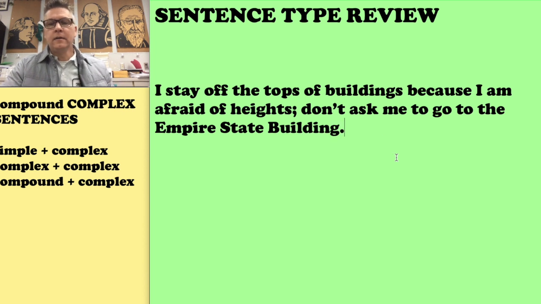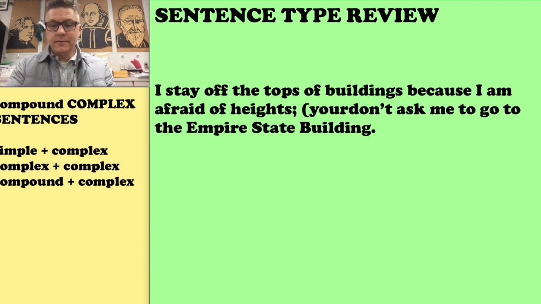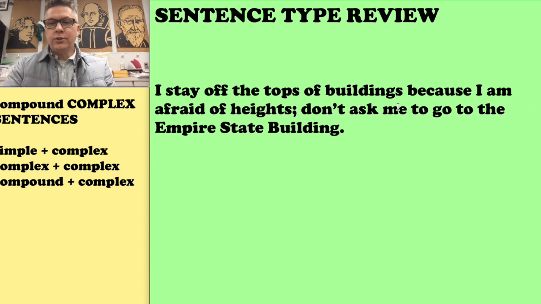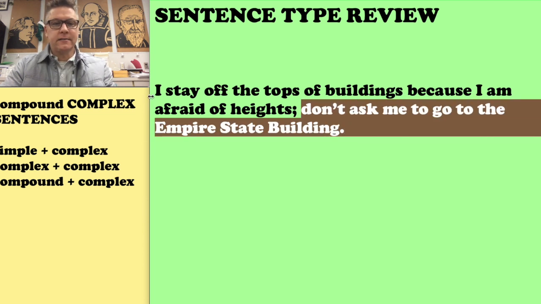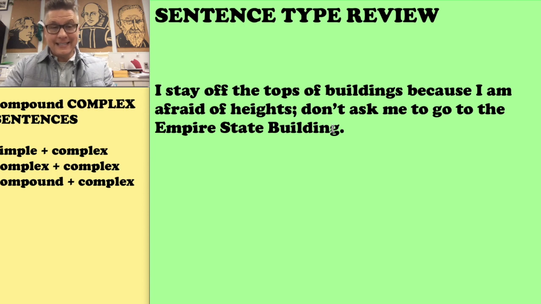Okay. So what I did there is I put a simple sentence, don't ask me, which is a command, and actually that has an implied subject, right? You don't ask me. But to go, prepositional phrase, to the Empire State Building, prepositional phrase. But this right here is a simple sentence. So complex plus simple equals compound complex.